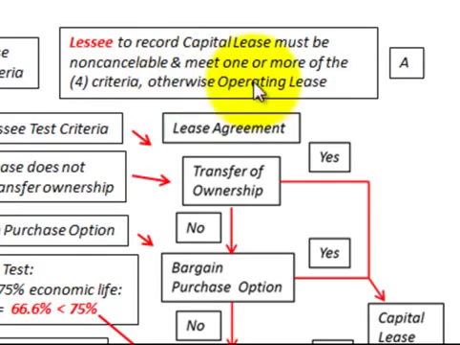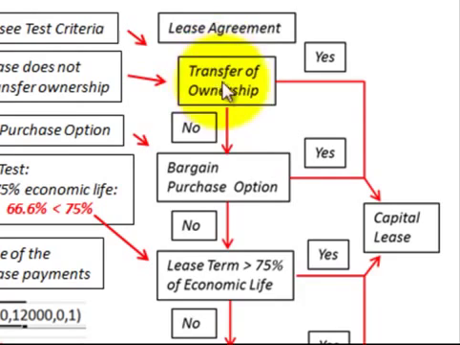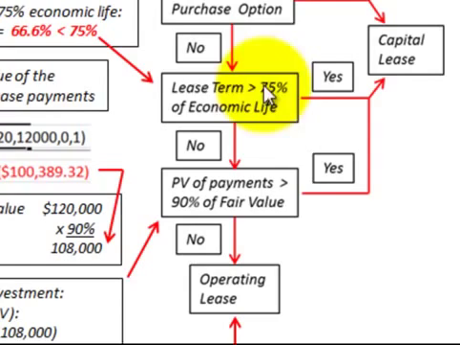Looking at our lessee's test criteria, first criteria: is there a transfer of ownership with this lease? Second criteria: is there a bargain purchase option? Thirdly: is the lease term greater than 75% of the economic life? And number four: is the present value of the minimum lease payments greater than or equal to 90% of the fair value of the leased asset?